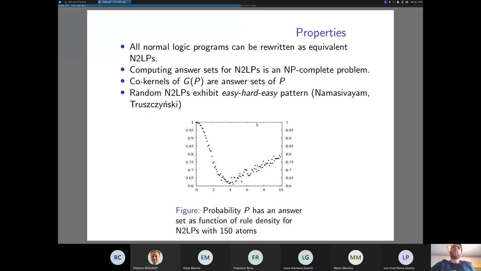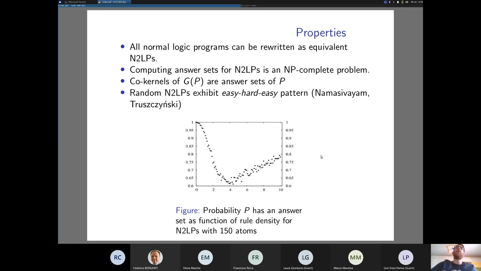This class of programs has some interesting properties. First of all, computing answer sets for this class of programs is still an NP-complete problem. And furthermore, answer sets of this class of programs have a graph theoretical characterization in terms of the graph we just defined before. In fact, the answer sets of a negative two literal program P is the complement of a kernel of its graph representation. Also, an arbitrary normal logic program can be rewritten into an equivalent negative two literal logic program under answer set semantics. And also they exhibit an interesting pattern as the density of the number of rules in the program increases, that has been described as easy-hard-easy by some scholars.